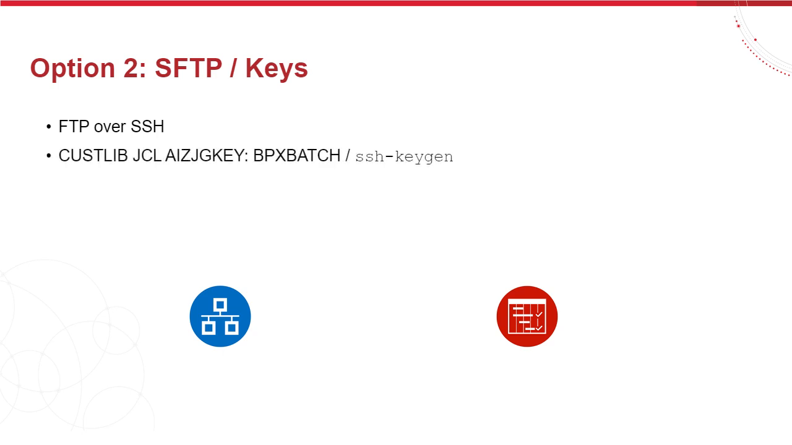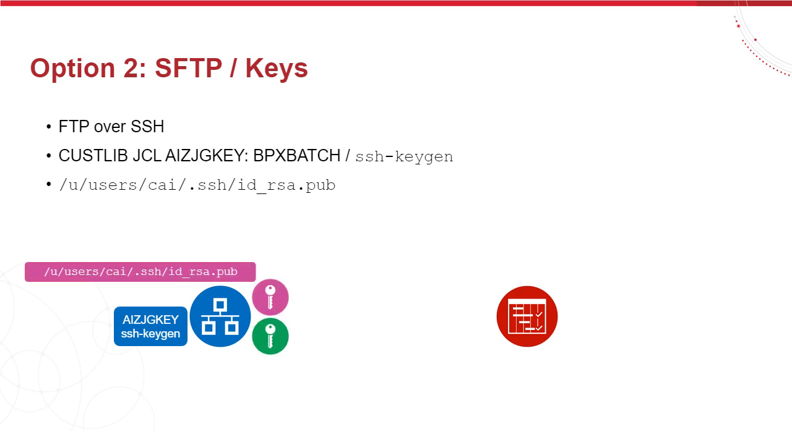The second option is the SFTP protocol, which is essentially a regular FTP connection running over SSH. This is the simpler version, which uses a public-private key pair. We generate the pair on z/OS using the AIZJ gkey JCL, which can be found in the custlib library. The JCL runs the ssh-keygen command through BPX batch. It generates a key pair file called id_rsa.pub in the user's directory under the .ssh directory, based on the user that initiated BPX batch.